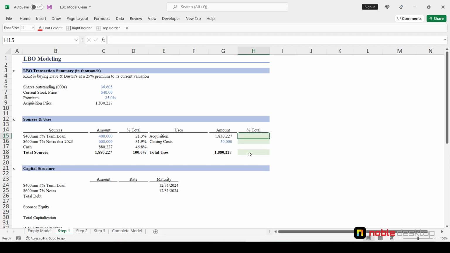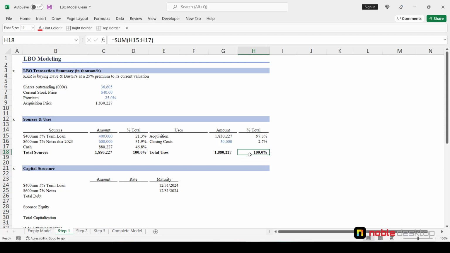Beautiful. And a very similar formula here for uses. I'm going to take my first use of funds, which is the acquisition itself, and divide it by total uses, anchoring total uses with the F4 function as a shortcut. Shift down arrow, Control plus D to fill it down. Alt equals to sum it up. Beautiful.